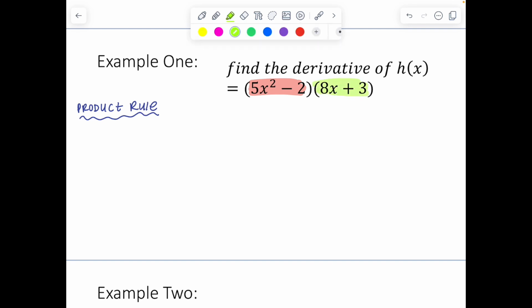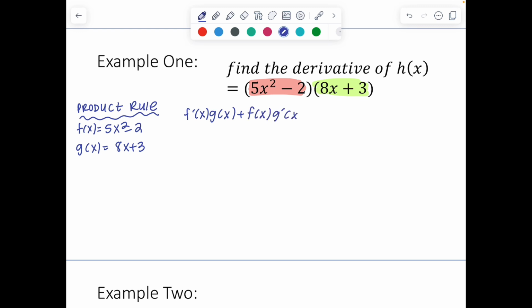And so I'm going to go ahead and name the two function pieces. I'm going to call the first one f of x, and that's going to be 5x squared minus 2. And then the second piece is going to be g of x. And the product rule says essentially that the derivative of this is going to be the derivative of this times the original of this plus the original of this times the derivative of this, aka it's going to be f prime of x times g of x plus f of x g prime of x.